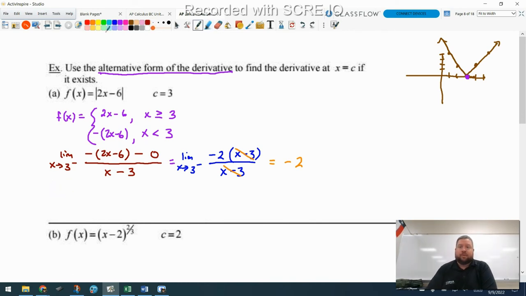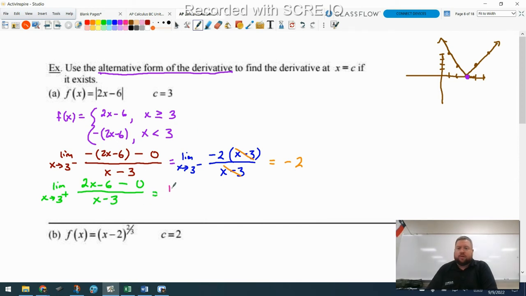All right, now let's do the limit from the right. The limit as x approaches 3 from the right. Now we're on the top piece because we're greater than 3 coming from the right. So we get 2x minus 6 minus f of c. So if you plug in 3, what do you get? You get 0 divided by x minus 3.